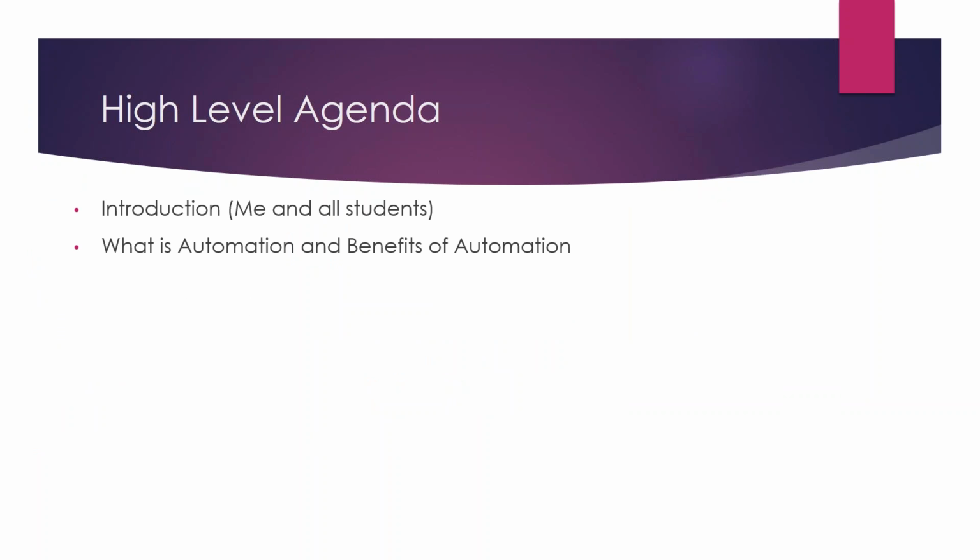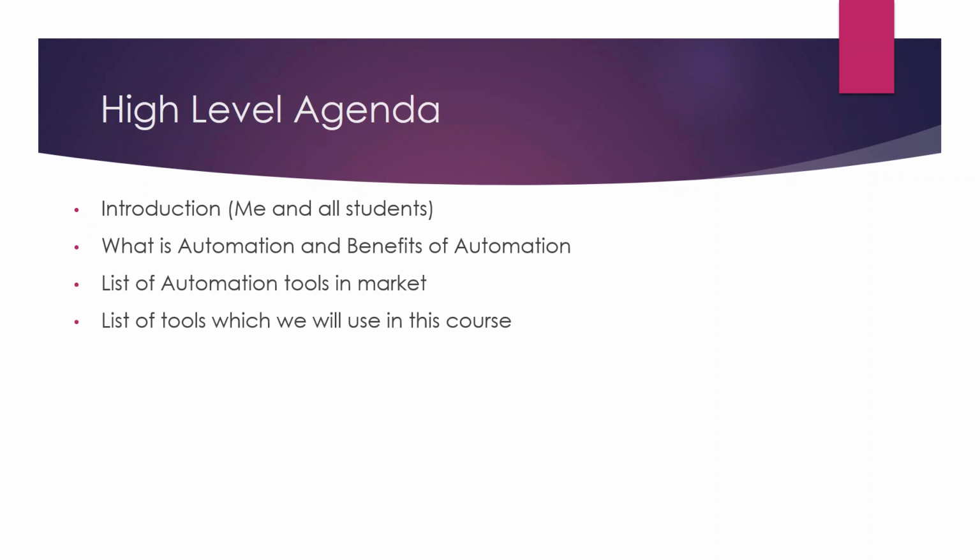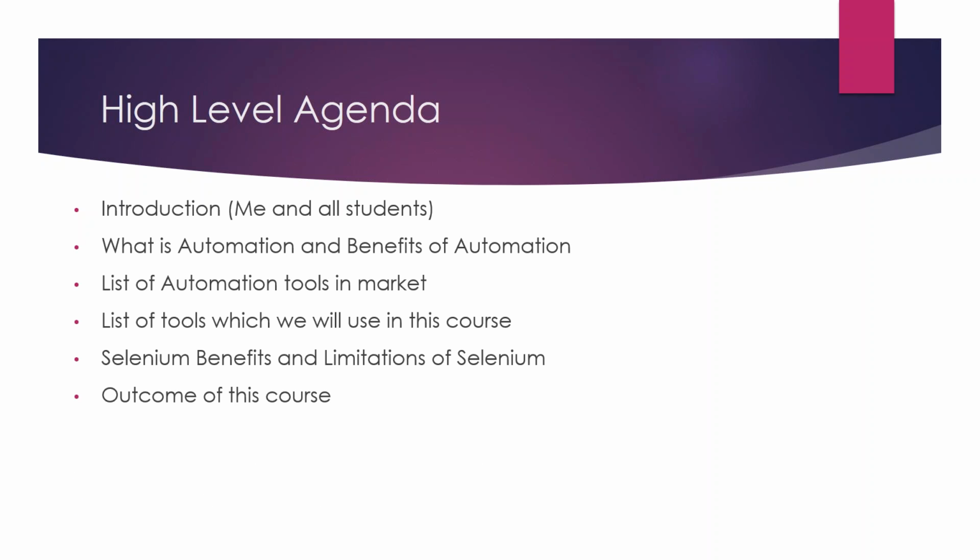What is automation and the benefits of automation? List of automation tools in the market, list of tools which we will use in this course, Selenium, benefits and limitations of Selenium, outcome of this course, Java introduction and installation, variables, data types and operators.